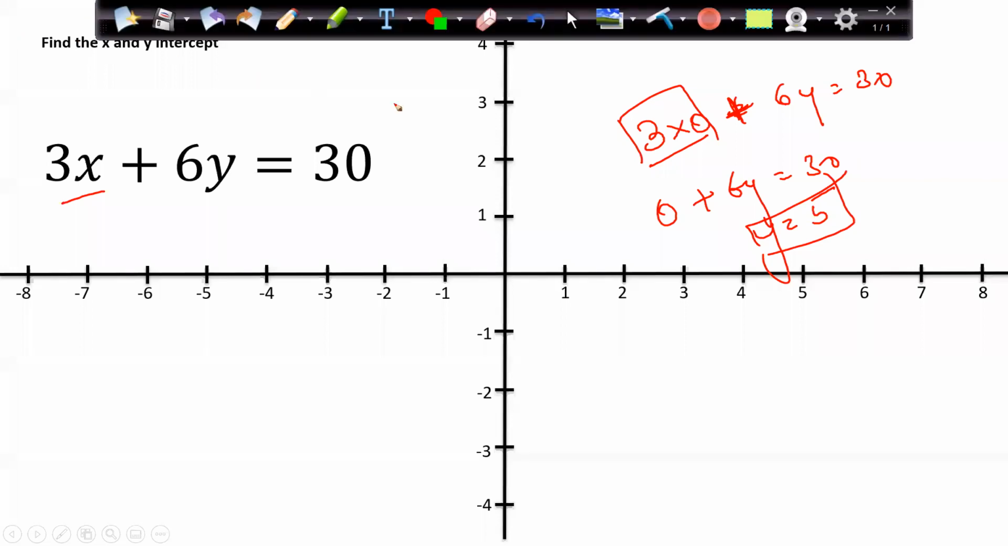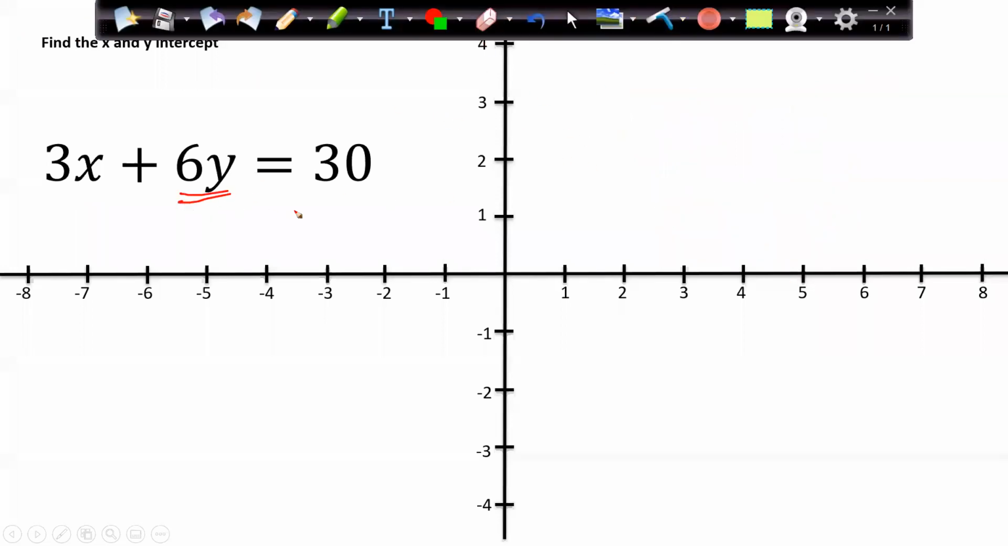When my y is 0, then what is my x? 10, right? So my y equal to 0. What is x? Somewhere far here, right? Somewhere far here. So my y intercept comes out to be 5 and x intercept comes out to be 10.